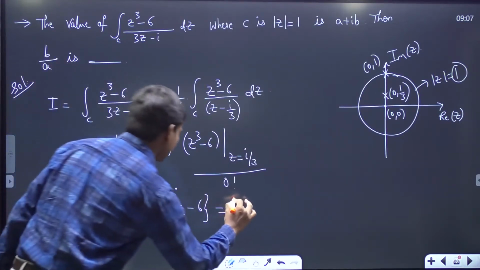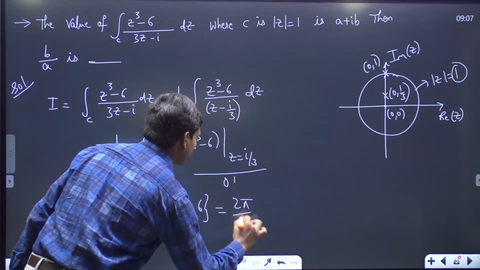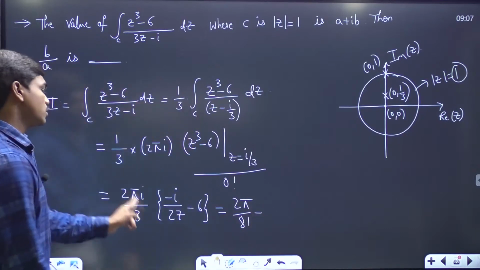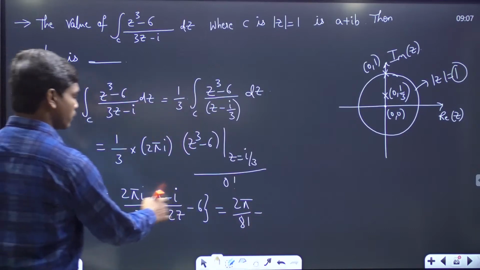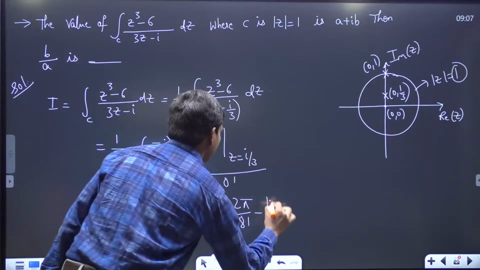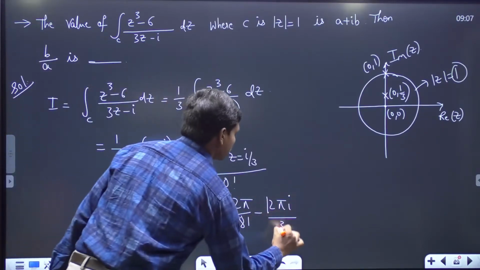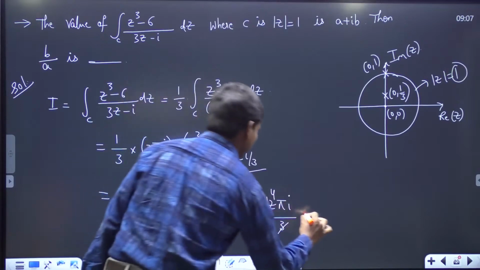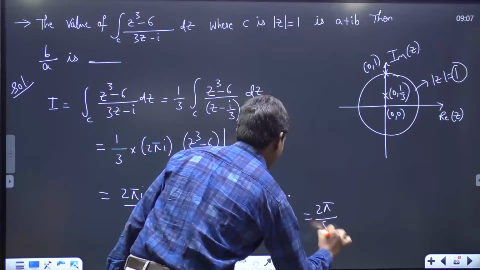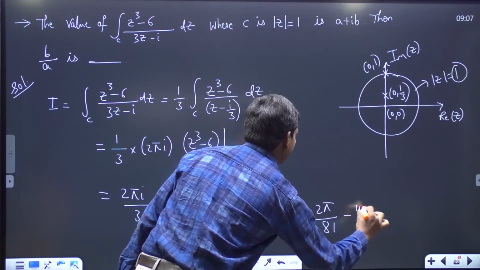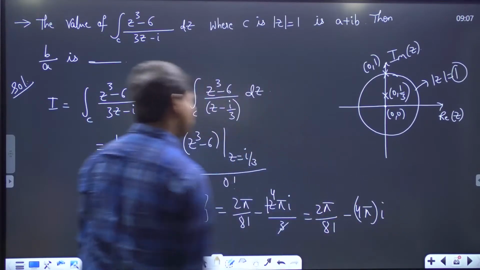So this is 2 pi divided by 81, minus 2 sixes are 12, 12 into pi i, 12 pi i divided by 3. So this is 4 pi i. So this is equal to 2 pi by 81 minus 4 pi into i. This is what we got now.